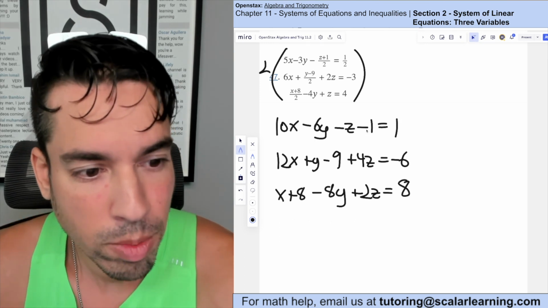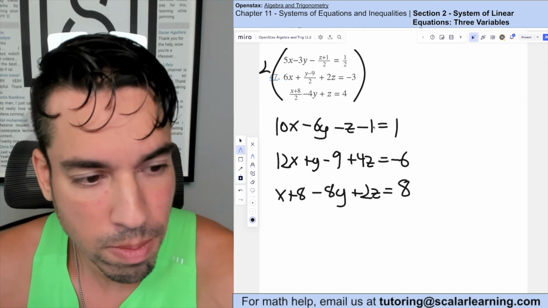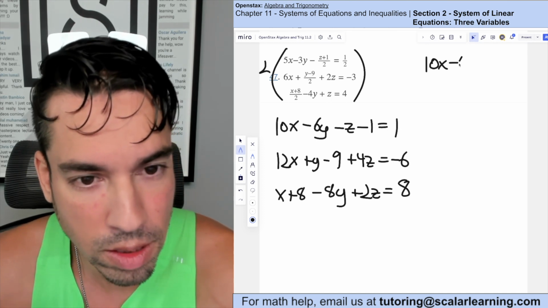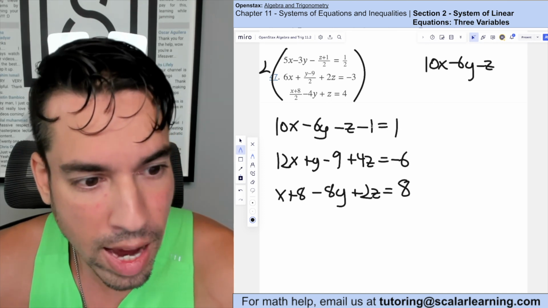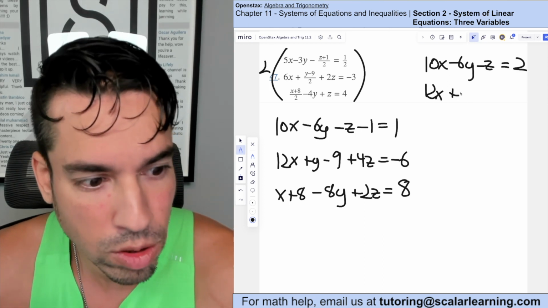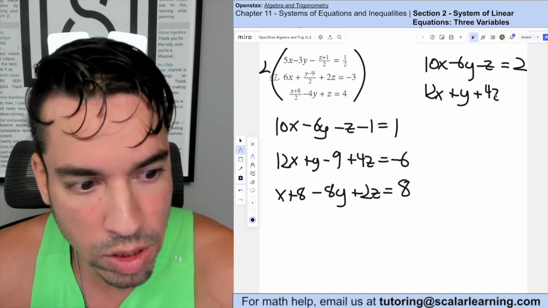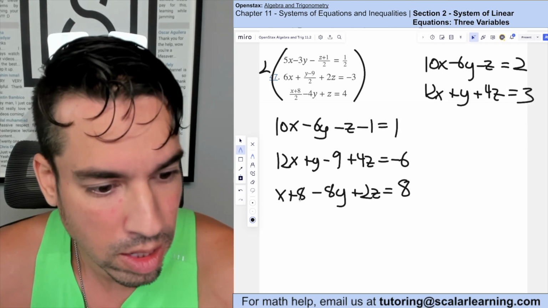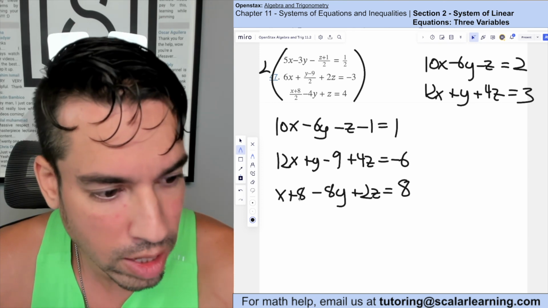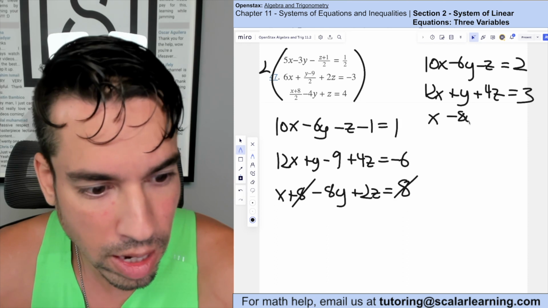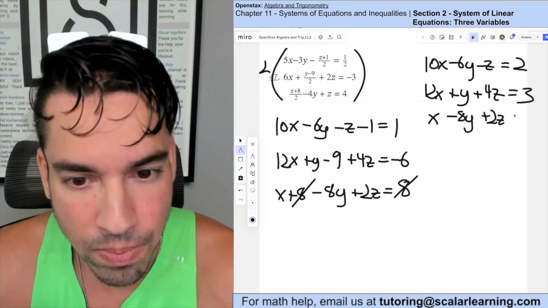Just to simplify a little bit further, we're going to combine like terms, get rid of the constants. So the top one, it's going to be 10x minus 6y minus z. Adding 1 to both sides equals 2. Here we got 12x plus y plus 4z. And then I'm going to add 9 to the negative 6. That's going to be 3. And then here we're going to subtract 8 from both sides. That's just going to cancel it out. So then we have x minus 8y plus 2z is equal to 0.